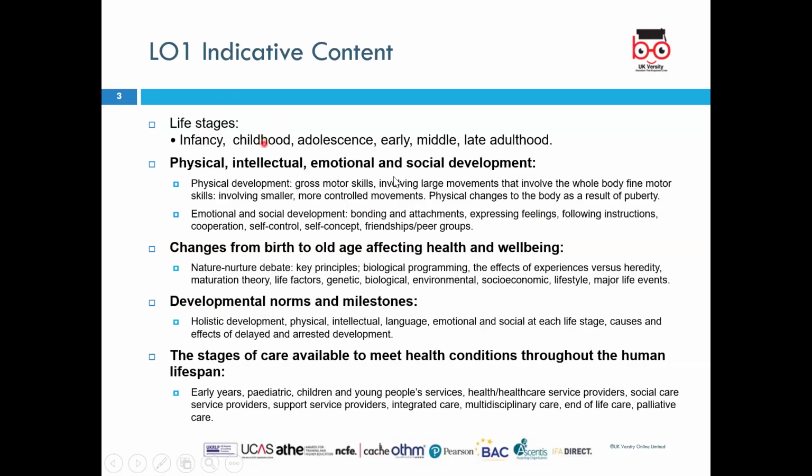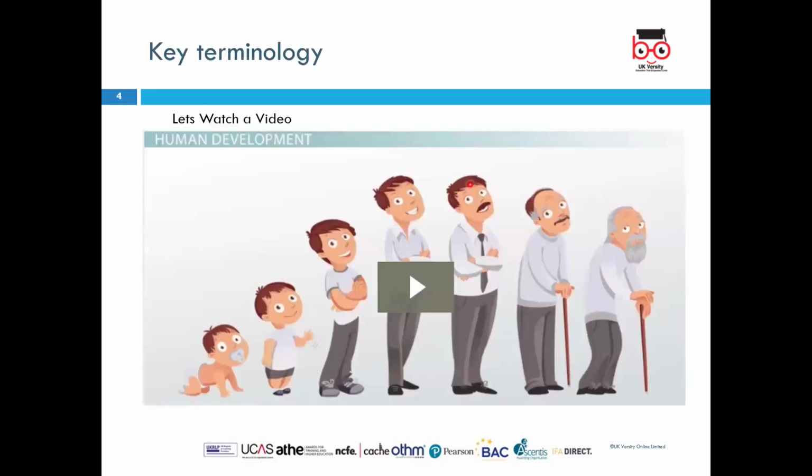So we'll talk about, in this particular learning outcome, physical, intellectual, emotional, and social development. There are changes from birth to old age affecting health and well-being, and developmental norms and milestones, and we'll talk about different stages. At any point in time, if you need to ask any questions, please feel free.